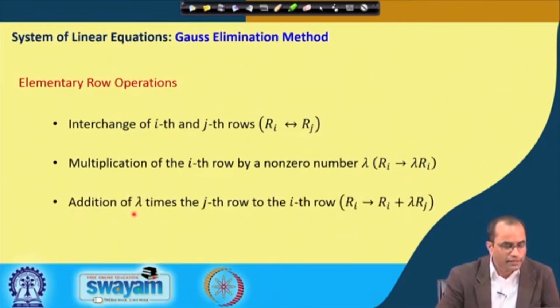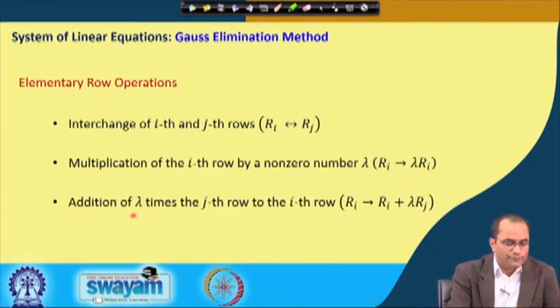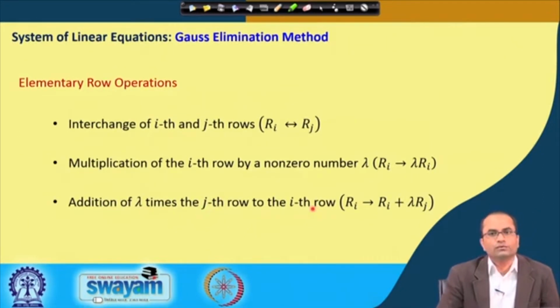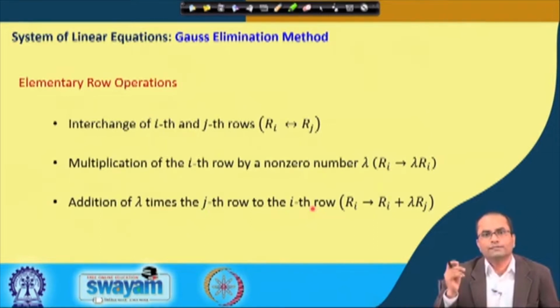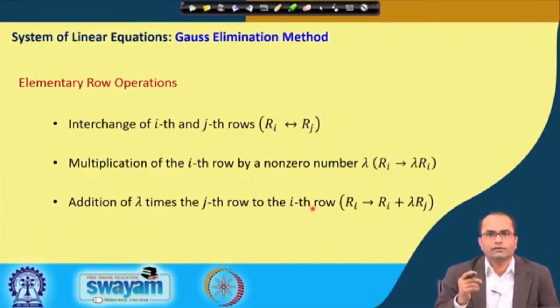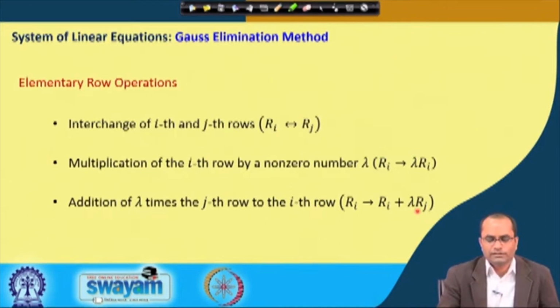Here, addition of lambda times the jth row to the ith row. So, what we can do is multiply the jth row by a number lambda, again a non-zero number lambda, because if lambda is 0, then we are not adding anything to this Ri.